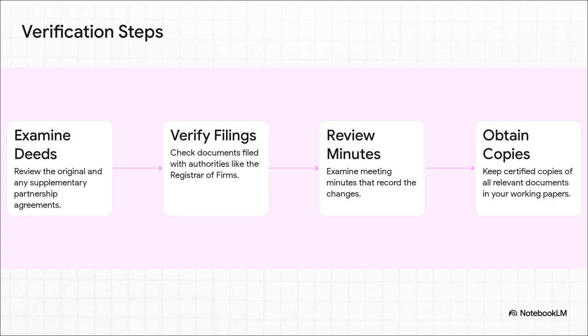First, you examine the original partnership deed and any amendments. Second, you check official filings, like documents filed with the registrar of firms. Third, you review the internal meeting minutes where the change was officially recorded. And finally, and this is so important, you get certified copies of all of these relevant documents for your working papers. That documentation is your proof of due diligence.